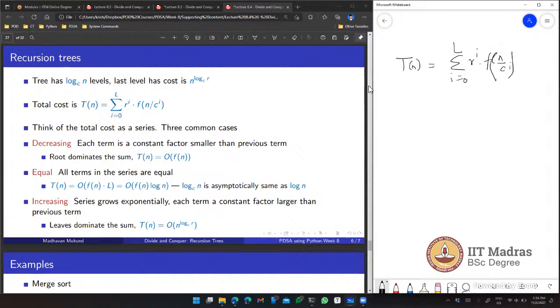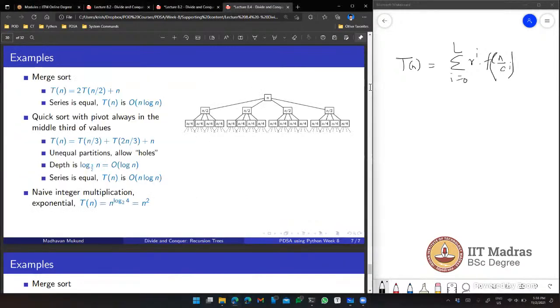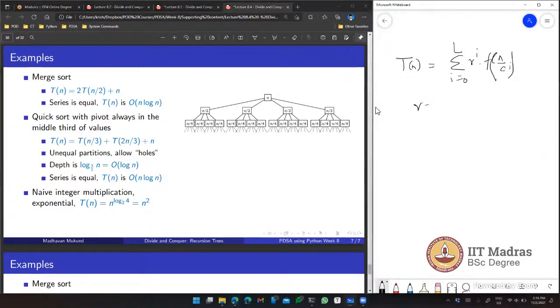Okay, it is the sequence. For merge sort, we are splitting into two parts. Whenever that splits into two, again two. So R will be 2, and C will also be 2. f of n will be n. And there are four branches from n.